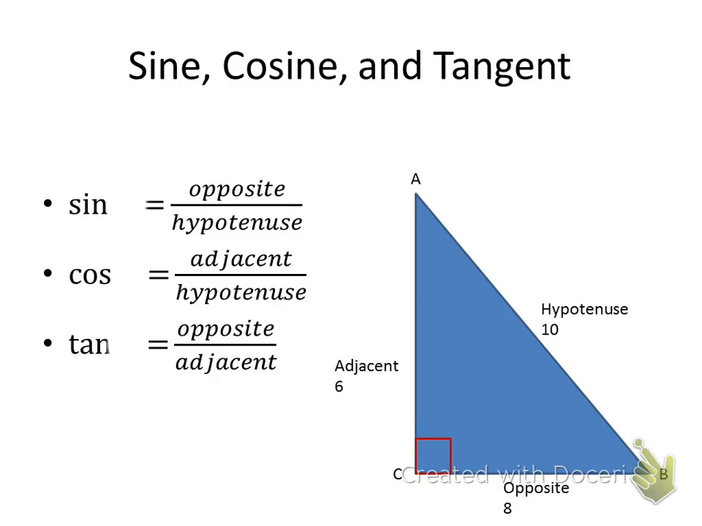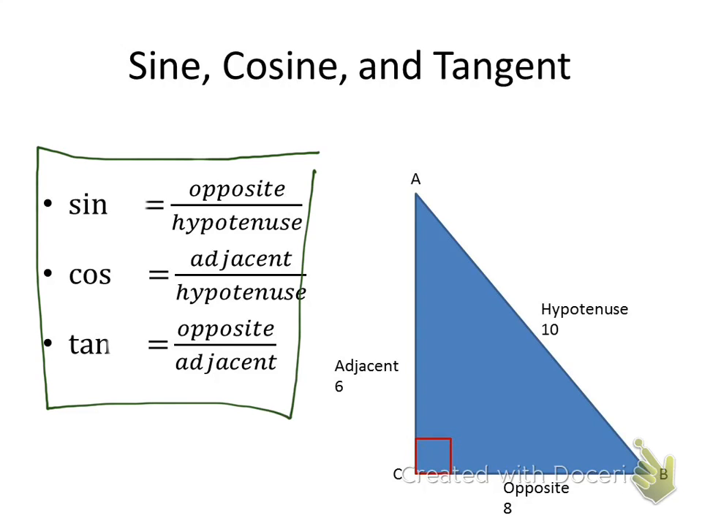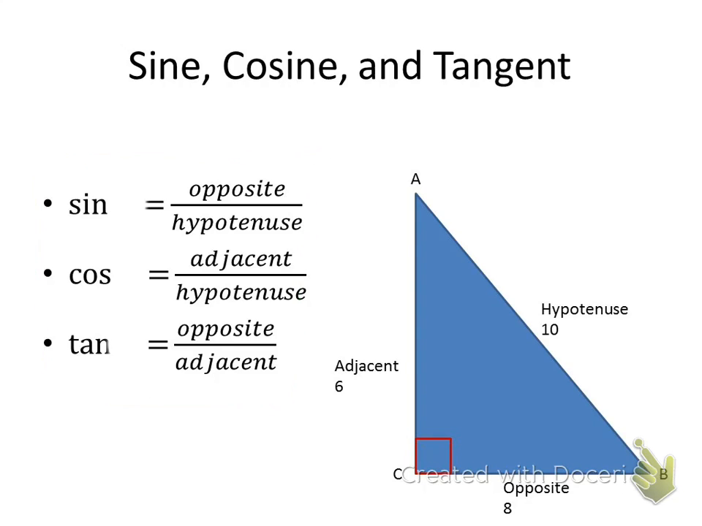Sine is opposite over hypotenuse. Cosine is adjacent over hypotenuse. And tangent is opposite over adjacent. Now you will need to have these memorized. Sine is always opposite over hypotenuse. Cosine is always adjacent over hypotenuse. And tangent is always opposite over adjacent. Go ahead and write them down. You will need to memorize them.